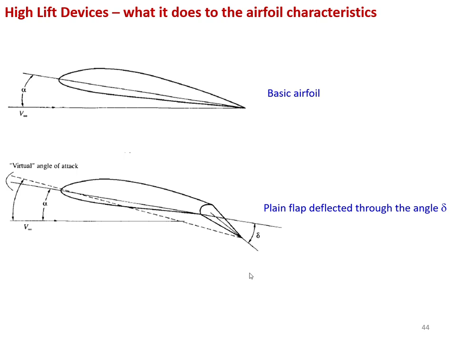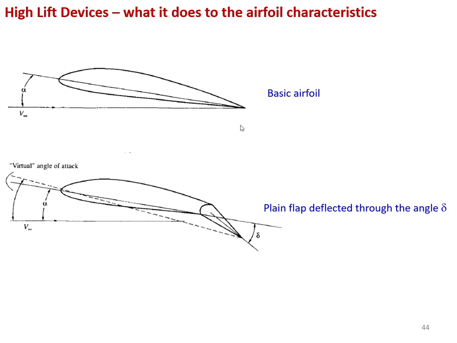Okay. But let's see how these high lift devices actually work. Let's look at the basic airfoil. I did mention this, but we're just going to go over it again. A basic airfoil has an angle of attack and a free stream velocity. For a plain flap that is deflected with positive angle delta, your angle of attack is going to change, meaning that there will be an effective angle of attack, or a virtual angle of attack, if you will, that is different from the angle of attack for the basic airfoil.